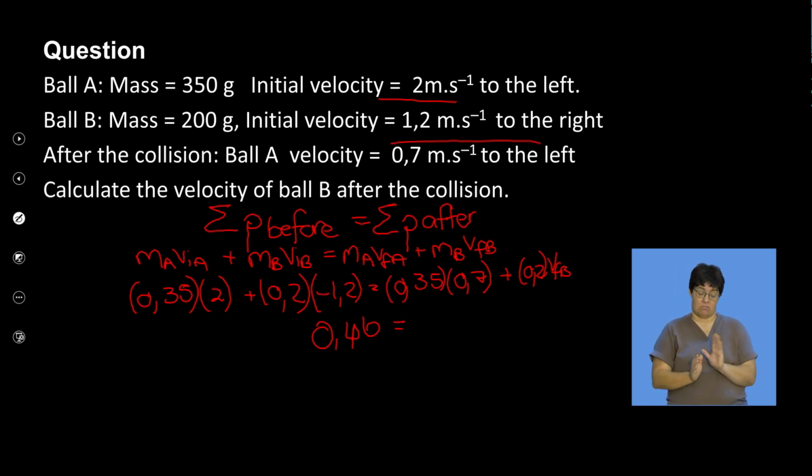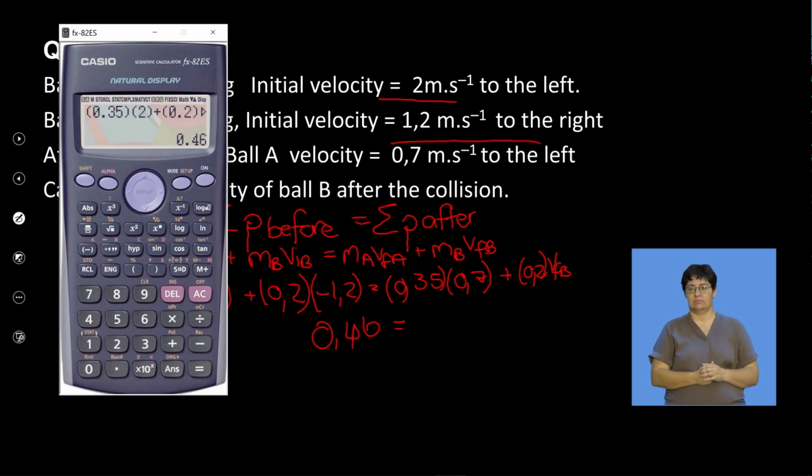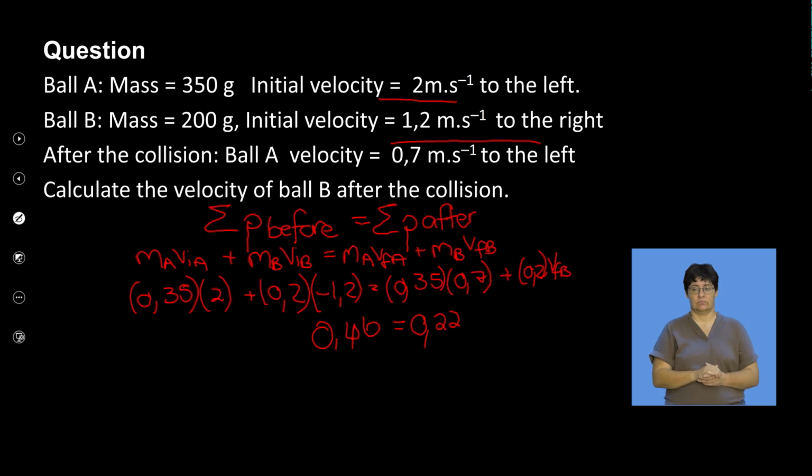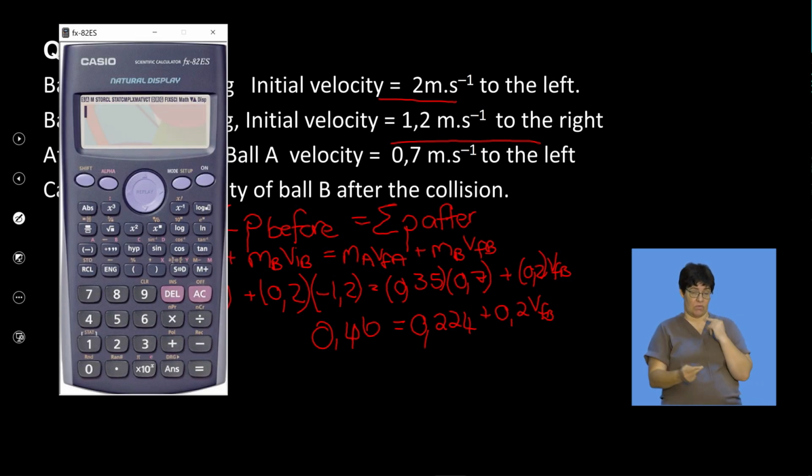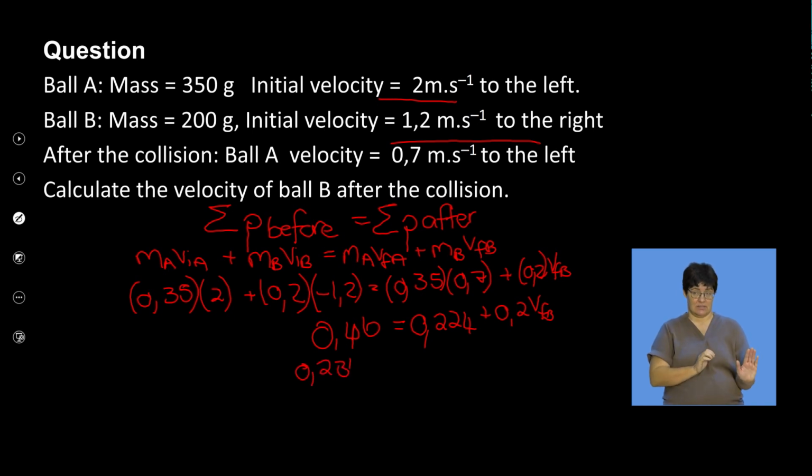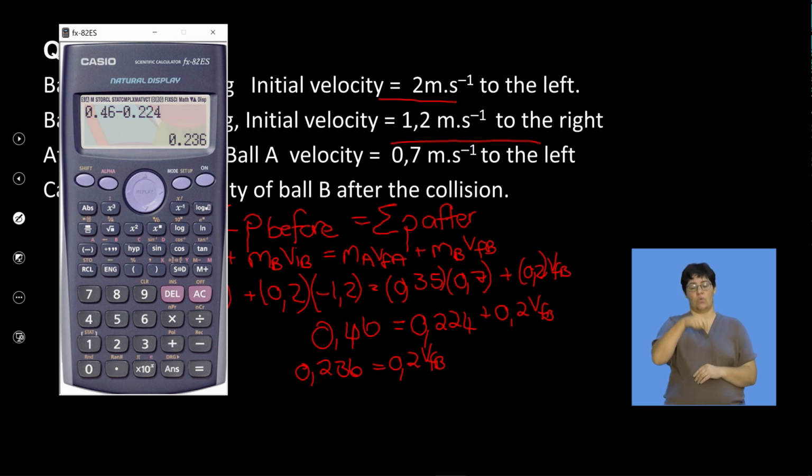Now I'm gonna do the other side, okay? So let's put this over here now. Okay, and we're gonna go 0.35 times 0.7, and that gives us 0.224 plus 0.2, which means I need to take the 0.224 over, so I'm gonna minus that on both sides. I'm not gonna write it down, so we got 0.46 minus 0.224, and I get 0.236. That's equal to 0.2 times the velocity of B. So now I divide by 0.2 on both sides, so I can keep that answer. And I'm gonna divide by 0.2, and I get 1.18, and it's positive, okay?